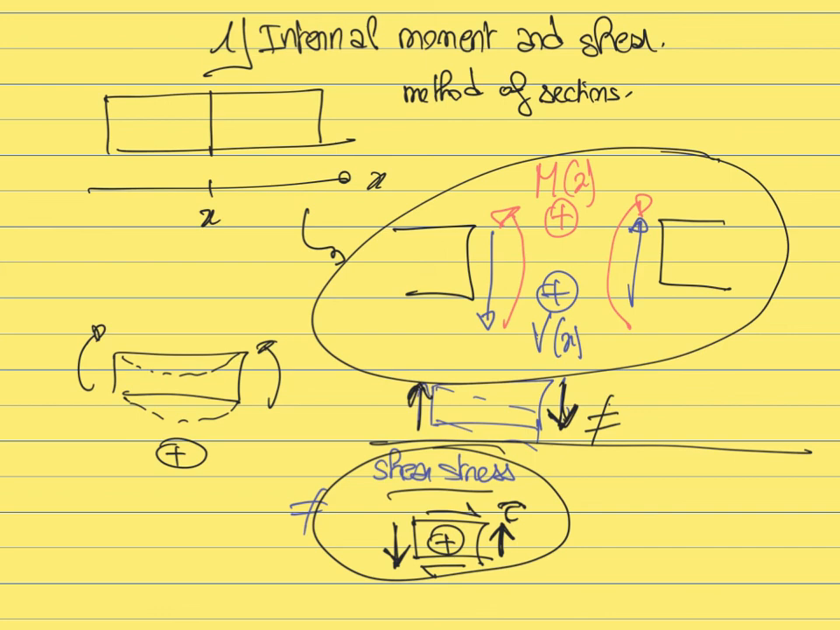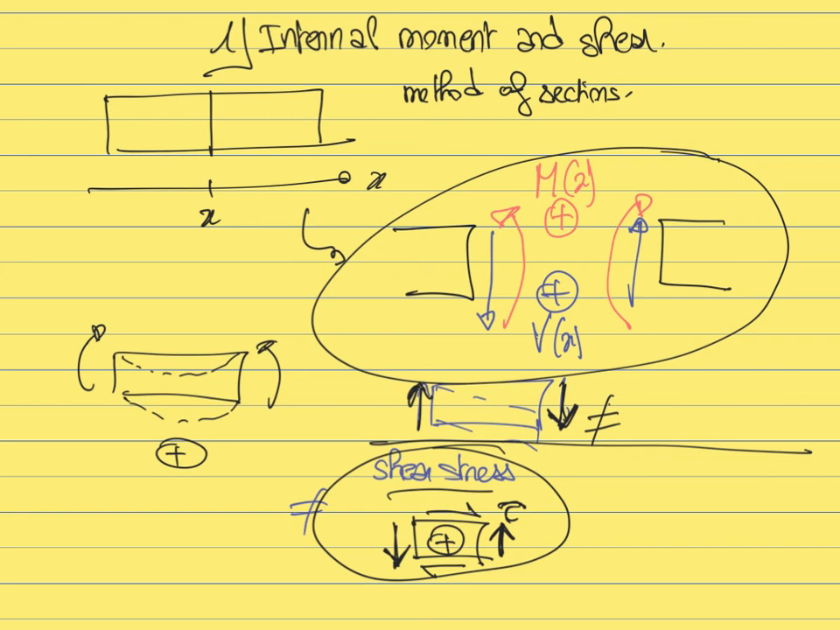So now that we have defined the internal moment and the internal shear, what we are going to see in this chapter is that there are different ways that you can calculate them. Calculating the internal moment and the internal shear will always be the first step of a bending problem, because you will need them to then be able to calculate the deformation and the stress that the beam is subjected to.